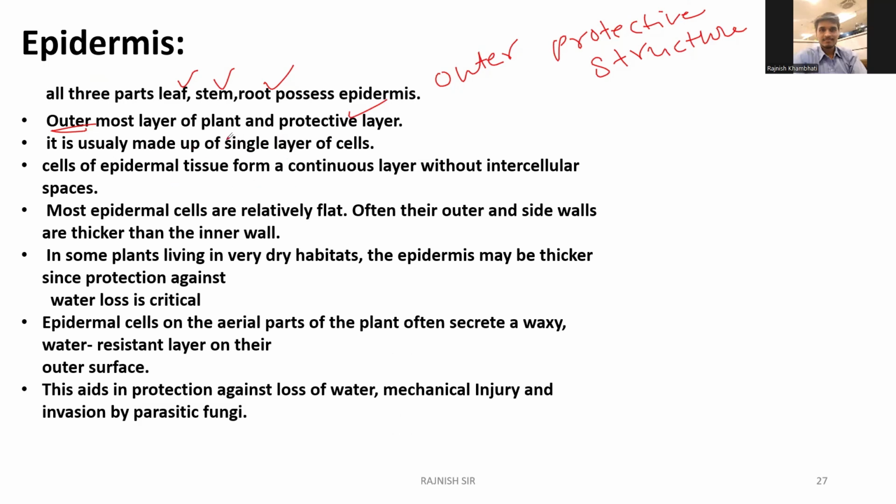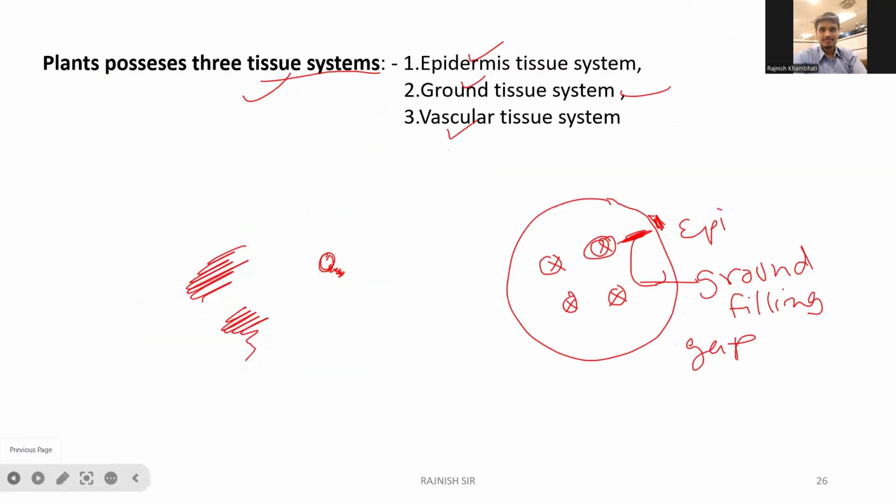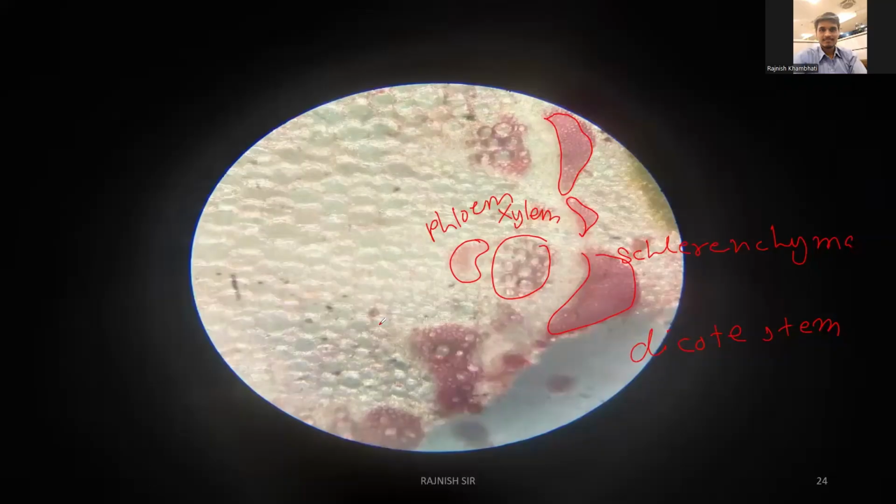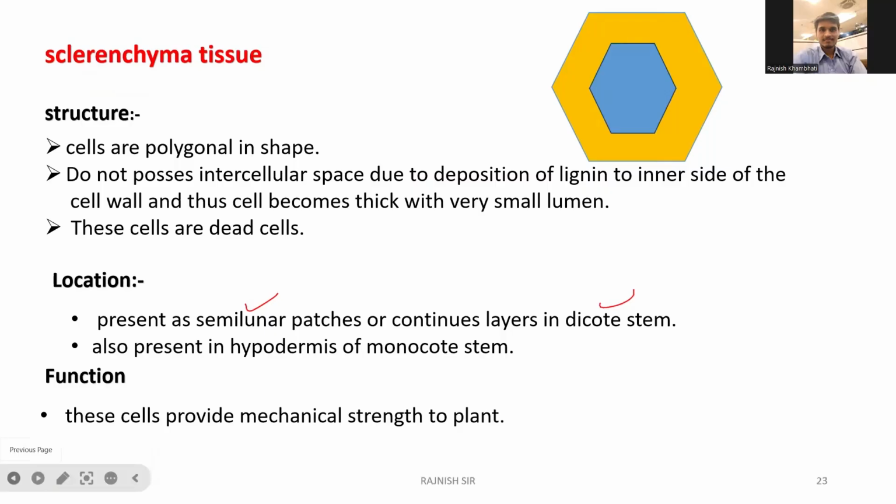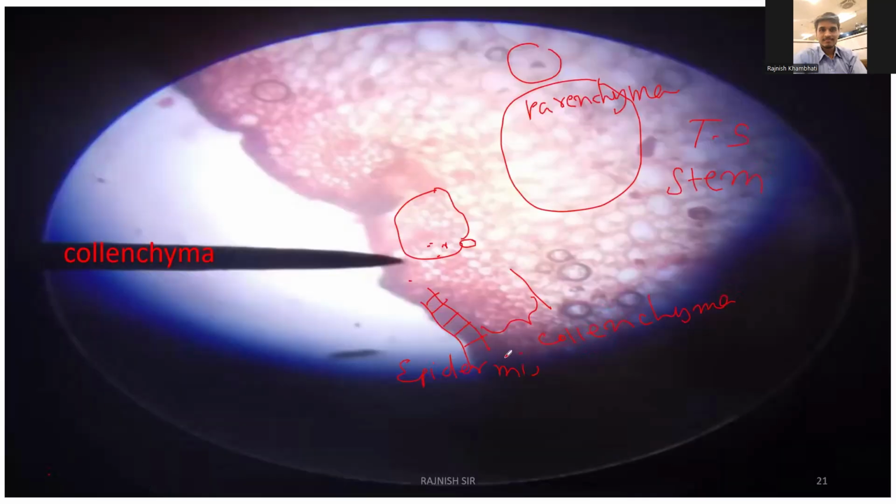It is usually made up of a single layer of cells. If I just draw it like this, a single layer. In the previous diagram, I showed you. Let me show you again so that you can understand. Yeah, this is epidermis. You see, it is on the very outer side and is a single layer.